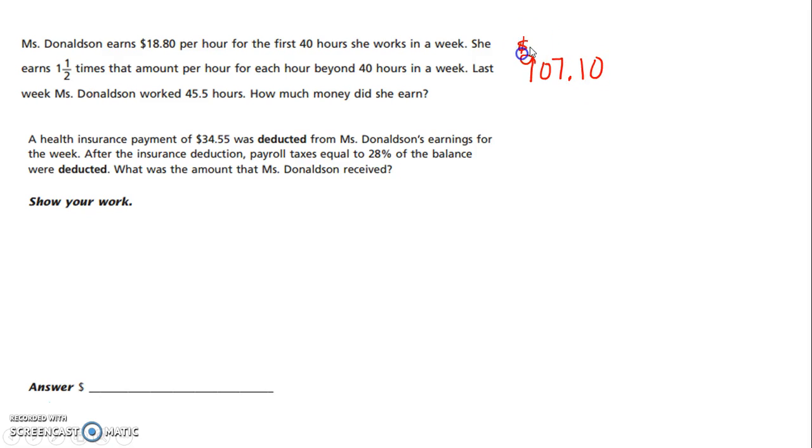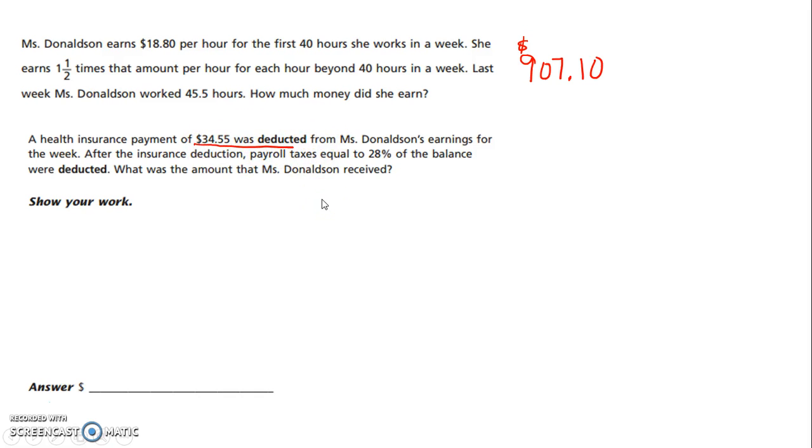$907.10 is the amount of money she earns that week. Let's find out how much this poor woman brings home. It says a health insurance payment of $34.55 was deducted from Miss Donaldson's earnings for the week. That really happens. You have to deduct the amount you pay in health insurance from the amount of money you make. So we're going to take our original amount and subtract off the amount we pay in health insurance.